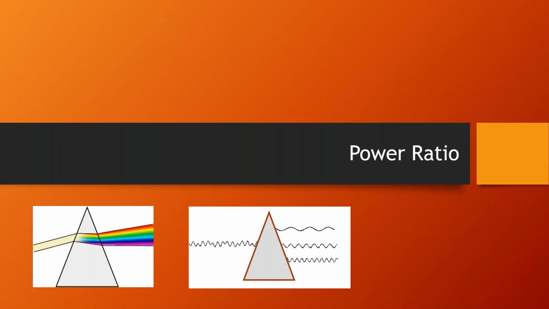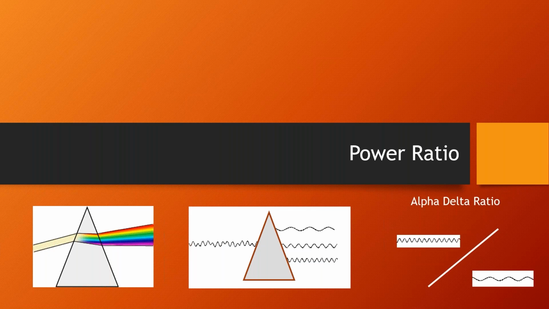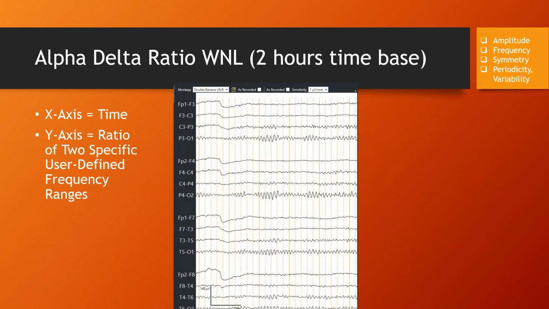Power ratio, and the most common one is the alpha delta ratio. And again, we're looking at the FFT. And before, what we did was we picked one specific frequency. Well, with the power ratio, we're going to pick 2 specific frequencies. So we are going to compare the amount of alpha in the recording to the amount of delta in the recording. And again, use the FFT to do that.